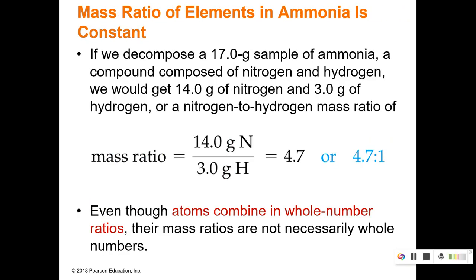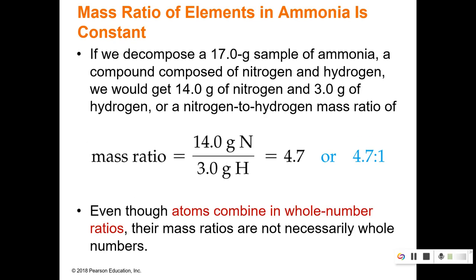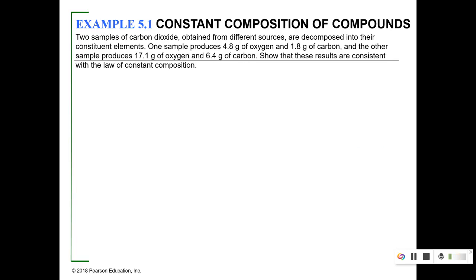So just here are some examples I'm going to go through. Okay, so here, water is an 8-to-1 ratio of oxygen to hydrogen based on their mass. Ammonia is a 4.7-to-1 ratio of their mass. But remember that these atoms combine in whole number ratios. We never see subscripts as decimals or fractions. They're always going to be whole numbers.